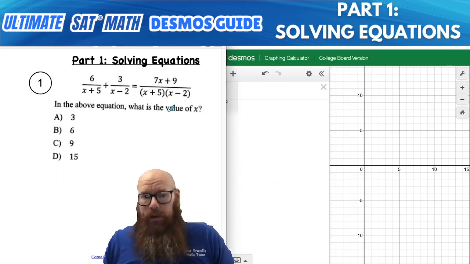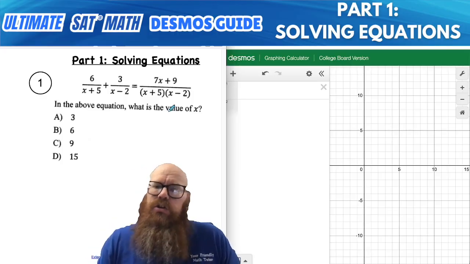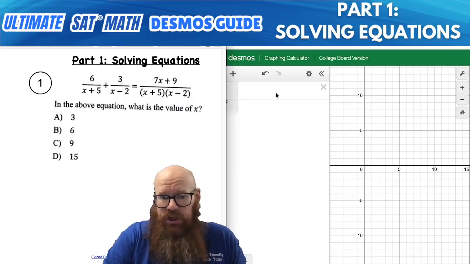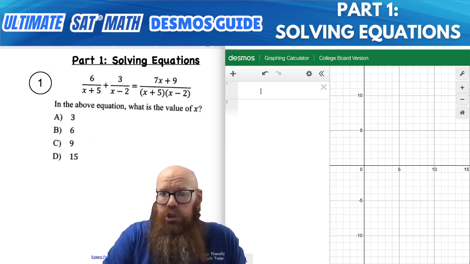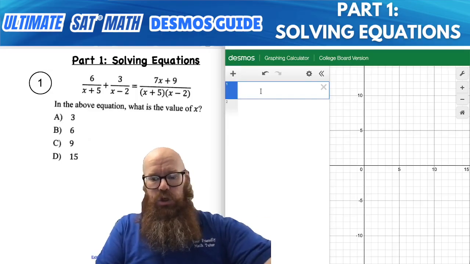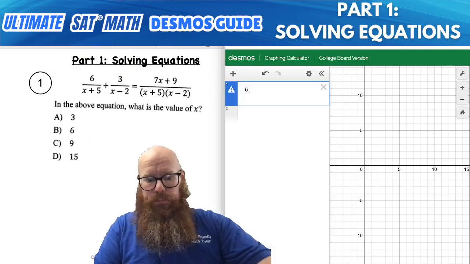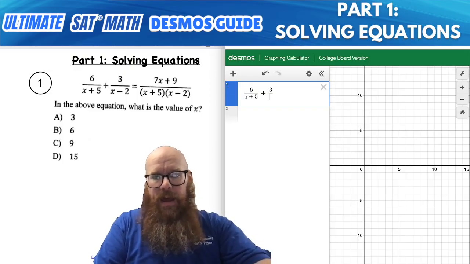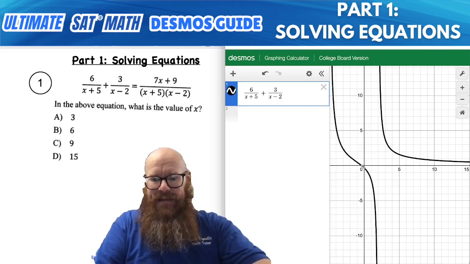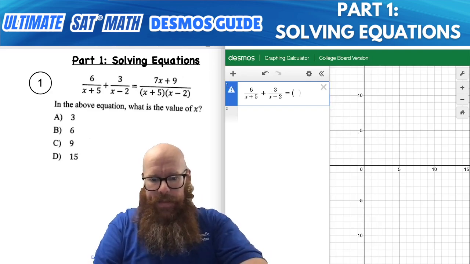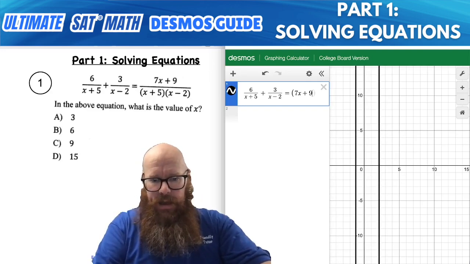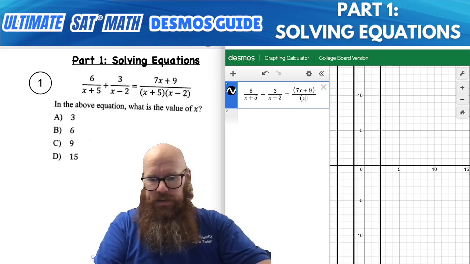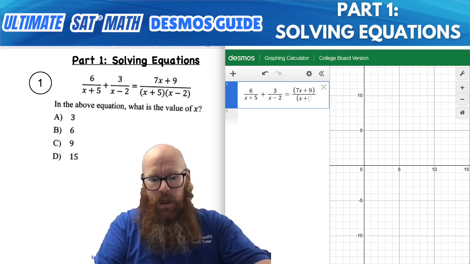So, part 1 here on solving equations. There are really 3 different ways that I'm going to show you to solve equations on the SAT. Way number 1 is to just put the equation in your first Desmos space exactly as is. And I'm going to put this 7x plus 9 in parentheses so that when I divide, it stays in the numerator by itself and it doesn't just put the 9 in the numerator.